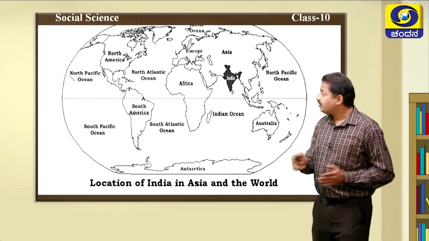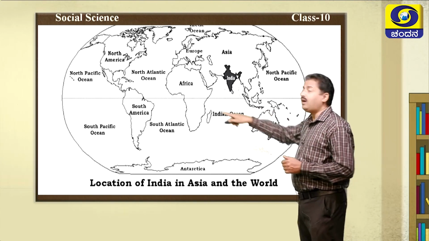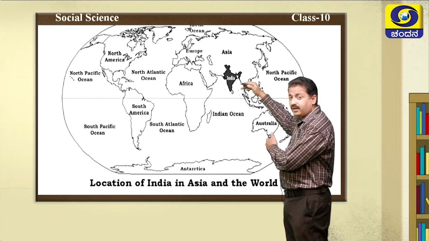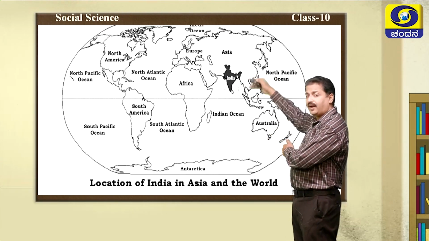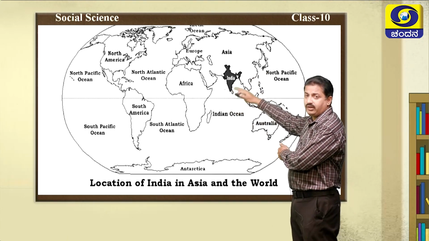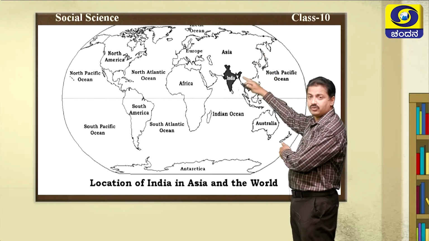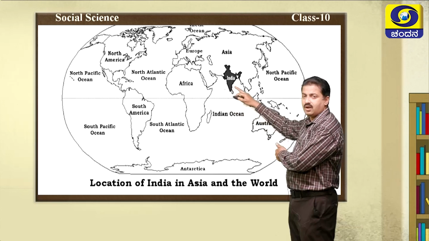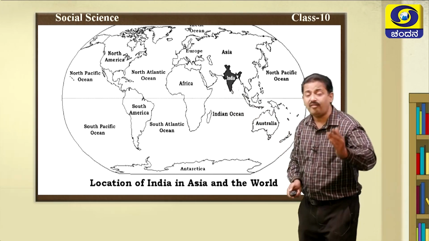So, this is the location of India on the world map. So, major portion of India comes in the tropical area and it is influenced by southwest monsoon winds and also northeast monsoon winds. Northeast monsoon winds and southwest monsoon winds influence the climate of this country.